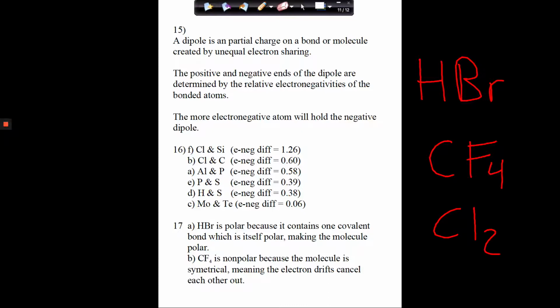Okay. Then, guys, the last one was Cl2. This is not polar. Why not? Same thing, it's symmetrical. It's like this, only they're the same things, right? Here we've got an H bonded to a Br. Here we've got two Cls bonded to each other. That makes it symmetrical and not polar. Good?